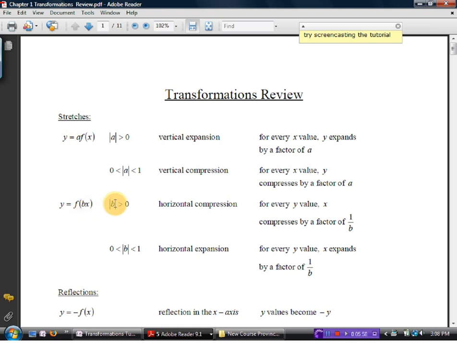If the absolute value of b is bigger than 0, in other words, if b is a fraction, sorry, bigger than 1, that should say bigger than 1, I think, and bigger than 1, then it's going to be a compression. I'll have to fix that typo a bit later.